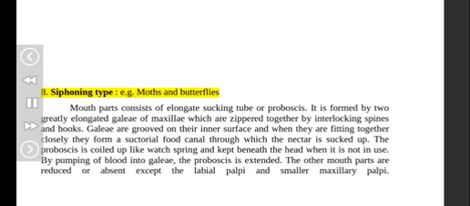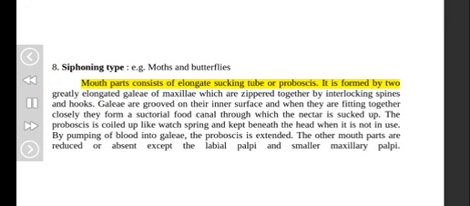8. Siphoning type, e.g. moths and butterflies. Mouth parts consist of an elongate sucking tube or proboscis. It is formed by two greatly elongated galleae of the maxillae, which are zippered together by interlocking spines and hooks. Galleae are grooved on their inner surface, and when they fit together closely they form a suctorial food canal through which the nectar is sucked up.